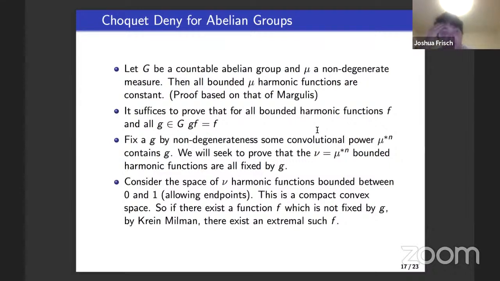So let's consider an interesting space here. Let's look at all the bounded harmonic functions which are bounded between 0 and 1, endpoints allowed. They might have 0 as a value, they might have 1 as a value, they might have anything in between as a value, but they won't have anything larger. This is a compact convex space, with whatever all the conditions of Krein-Milman are. So in particular, if there's some function here which is not fixed by g, there has to be an extremal function, because everything in the convex hull of things fixed by g is fixed by g. So all we need to do now is analyze the extremal functions.